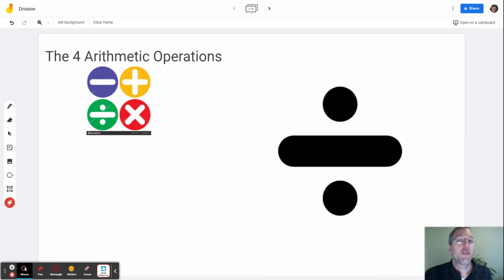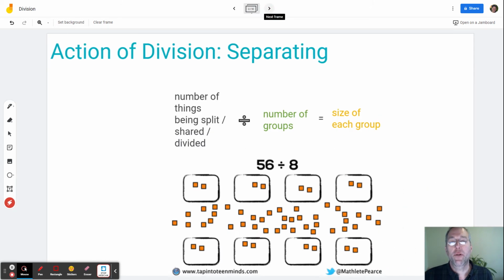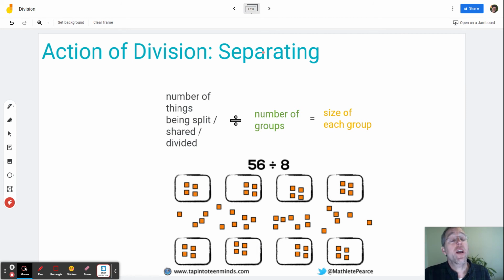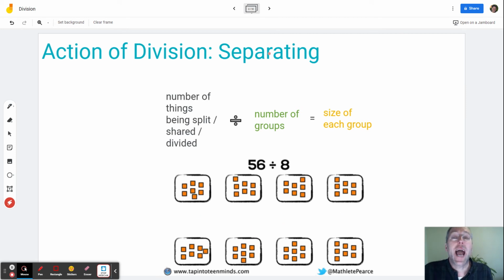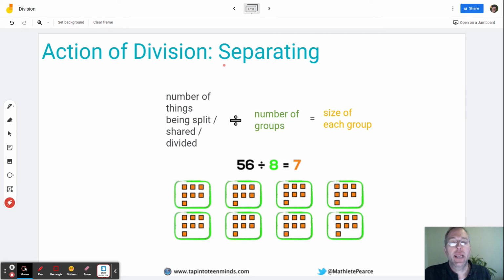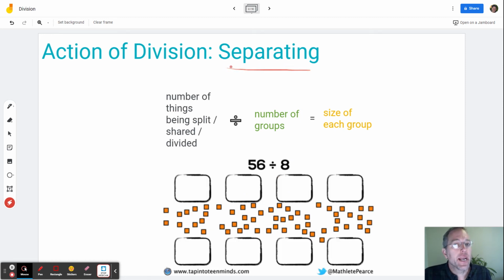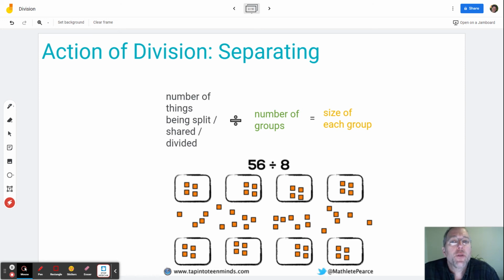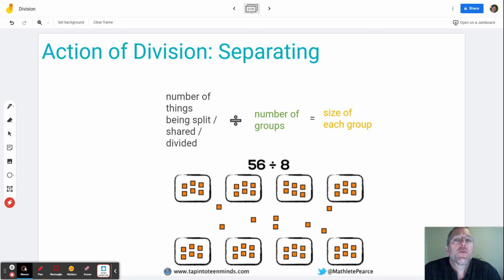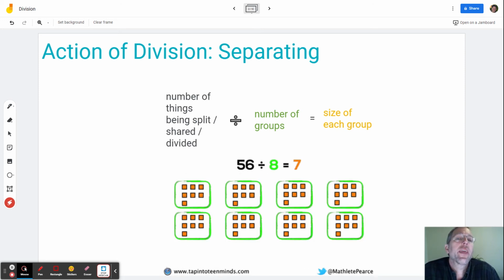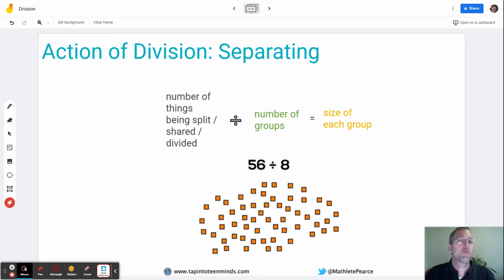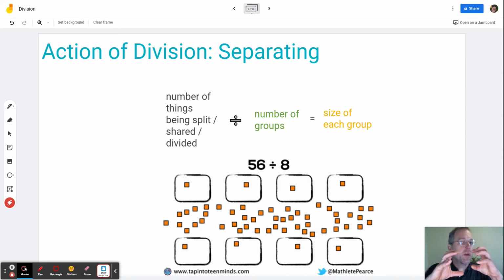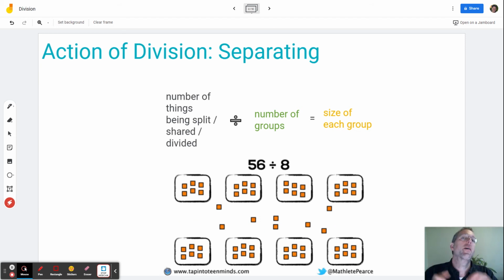So here's the first part, section A of division, the arithmetic operation of division. So what is the action that happens when we're dividing? It's the action of separating, which you might say is the same action that happens with subtraction, and you'd be right. With subtraction, I subtract one thing at a time. So in that picture on subtraction, we had 6 dots. We removed or separated 2 from it, and we were left with 4.